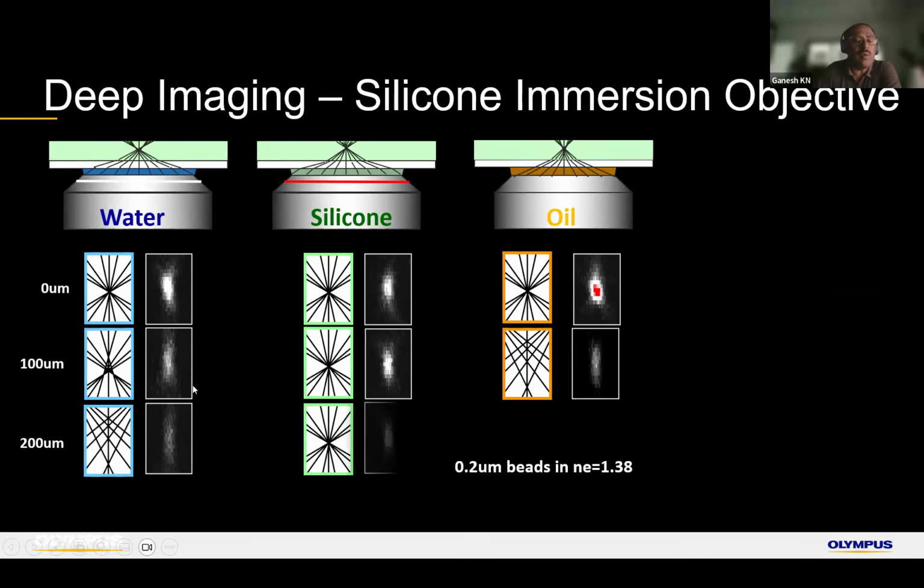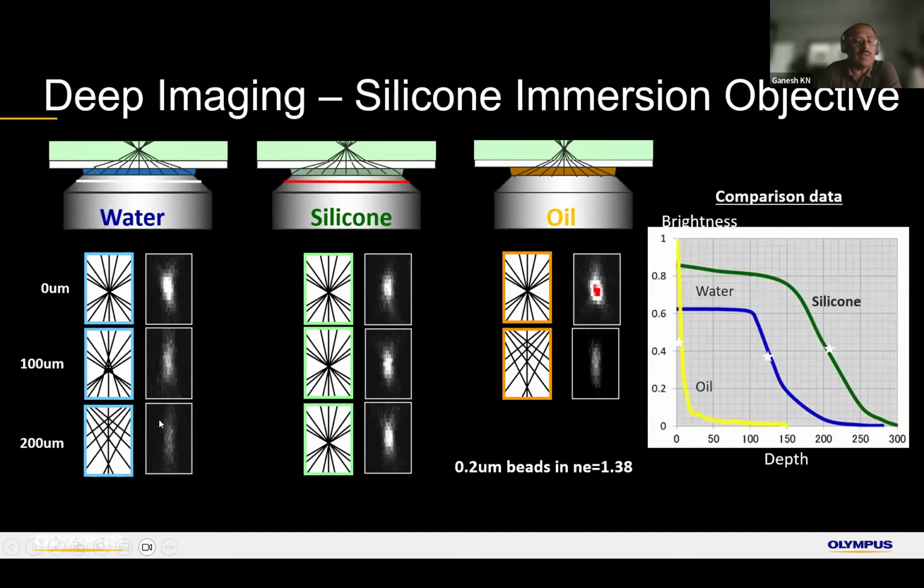See, if you go to the water, even at 200 micron, you have completely lost the information with water, while silicon is still giving a better intensity. That means you can get a clear 3D image with a silicon immersion objective than with the conventional oil immersion objective or the water immersion objective.